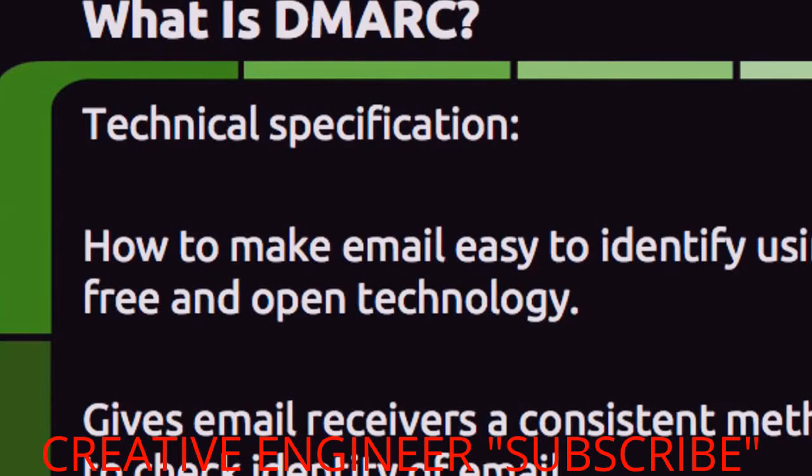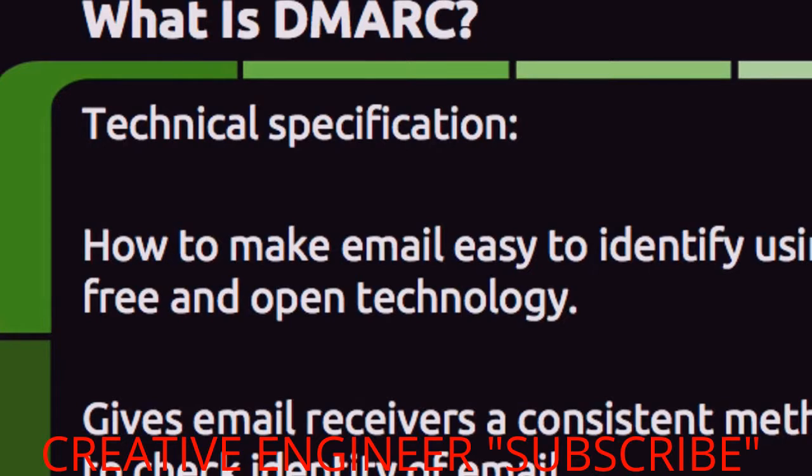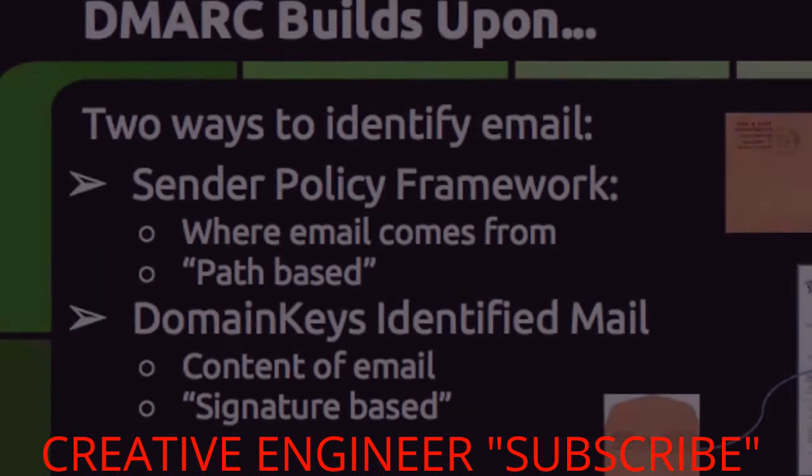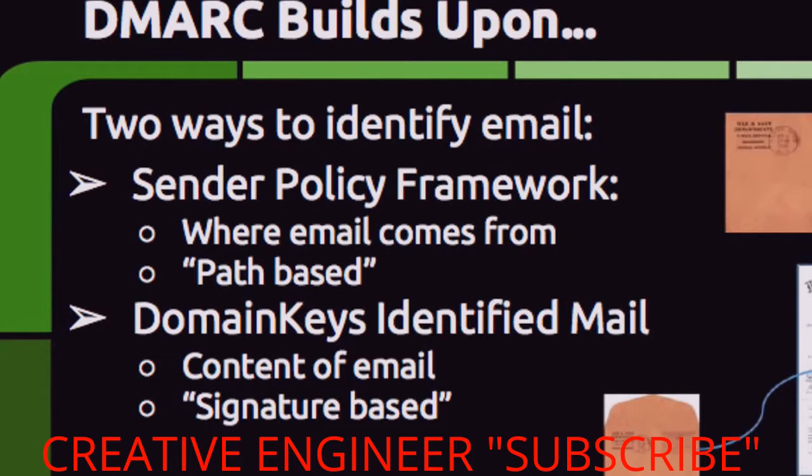DMARC is a technical specification that describes how email senders can make their email easy to identify using existing free and open technologies. DMARC compliant email is very easy to process, and email receivers have embraced DMARC as the common way to figure out the basic identity of an email. DMARC builds upon two existing technologies that are used to associate a piece of email with a domain.